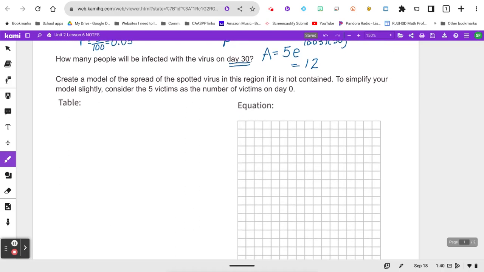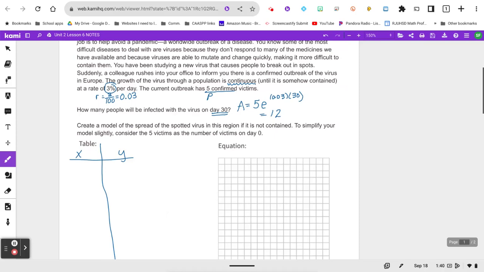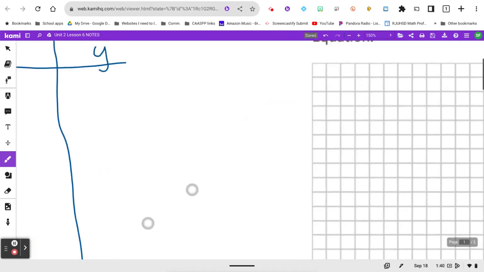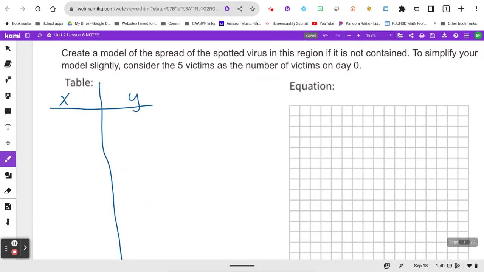We're going to create a model of this one. To simplify it, we consider 5 victims as our day 0. So our first one we're going to do is our table. So we're going to get X and Y. X is going to be our days, and these are going to be the number of victims.